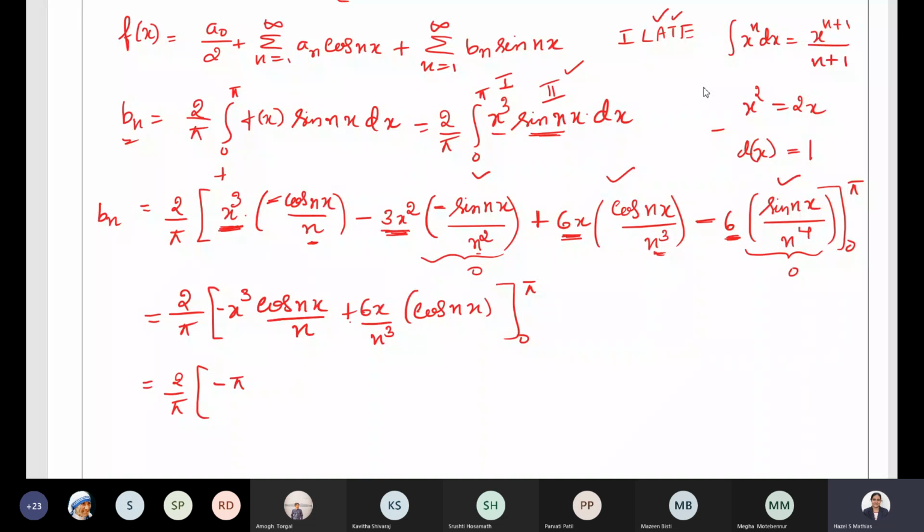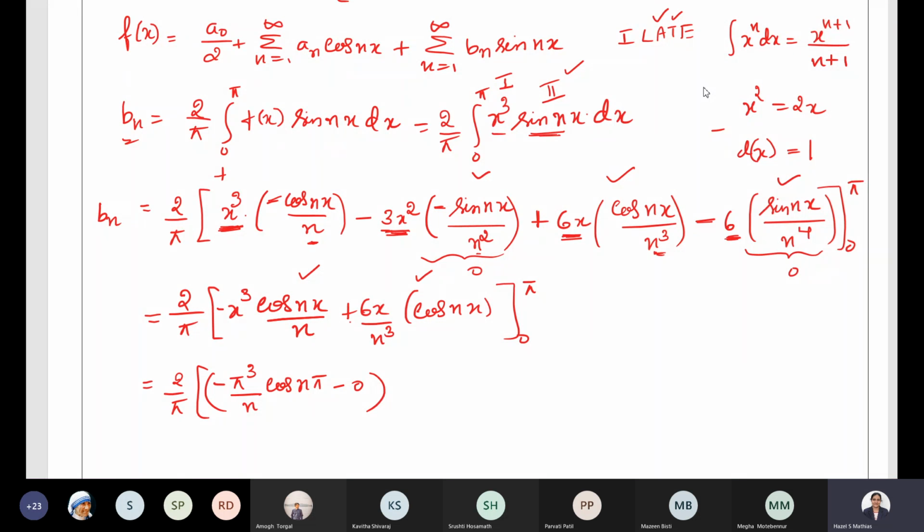So we get here minus pi cube by n cos n pi. For this we substitute first. Upper limit is pi, so x has to be replaced by pi. So pi cube into cos n pi by n. Now put the lower limit 0. What happens if you replace x by 0? 0 into something will be 0, so lower limit will be 0. So this is the first term.